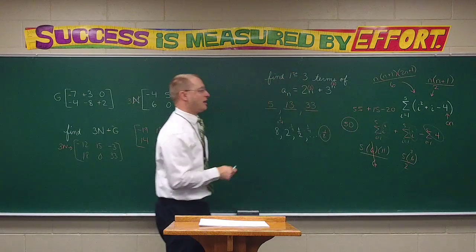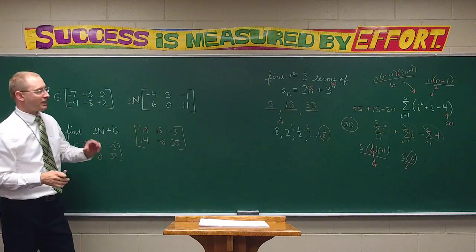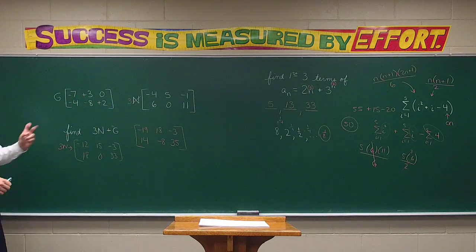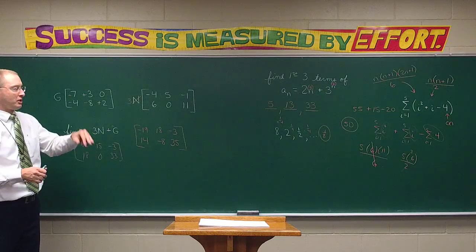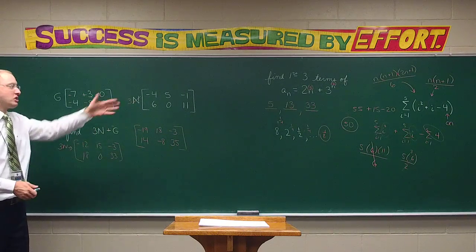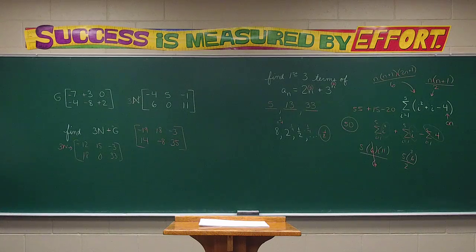And that's the shortcut method to evaluate. Of course, you could plug in the 1, square it, plus 1 minus 4, get a number. 2 squared plus 2 minus 4. 3 squared plus 3 minus 4. 4 squared plus 4 minus 4. 5 squared plus 5 minus 4. And then add them all together. You still get 50. So it's a lot quicker to use the formula, I think.